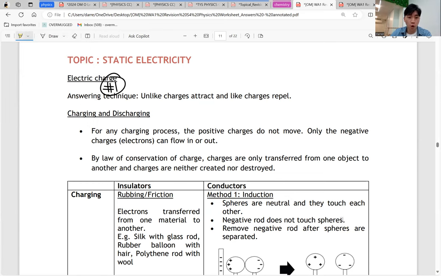Number one. You must know, unlike charges attract, like charges repel. Because if not, you're a bit like, you know what's called amateur. It means you secretly laugh. Sure, I already know that. It's damn easy, right?